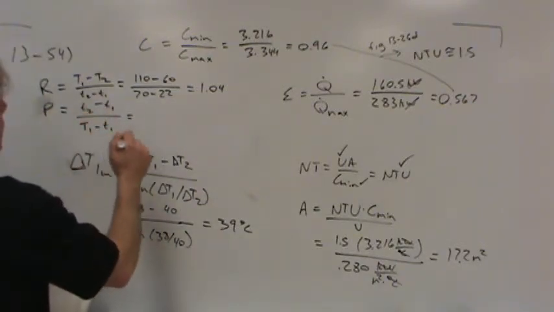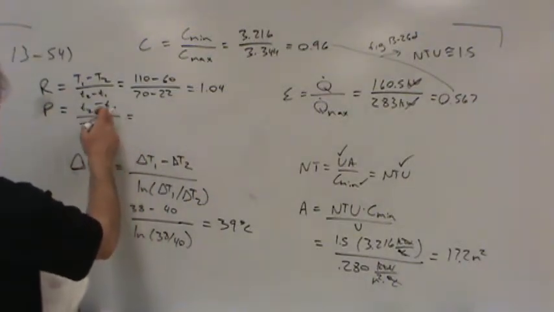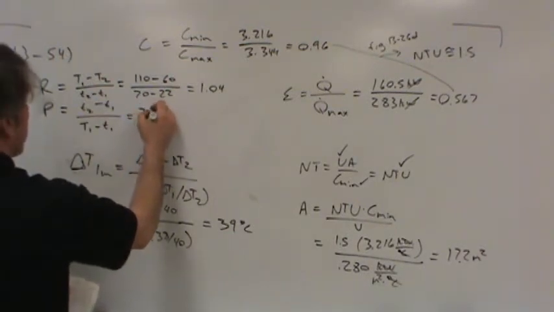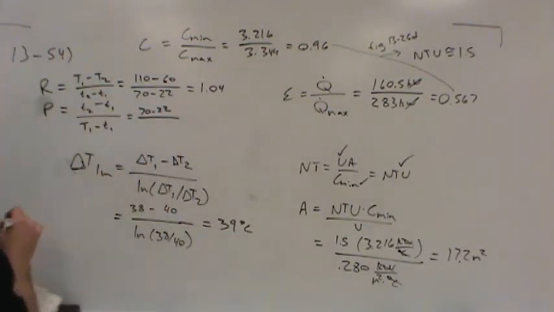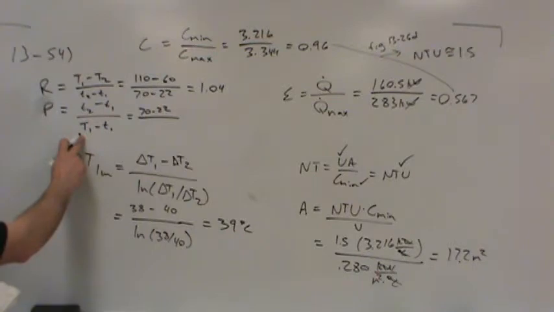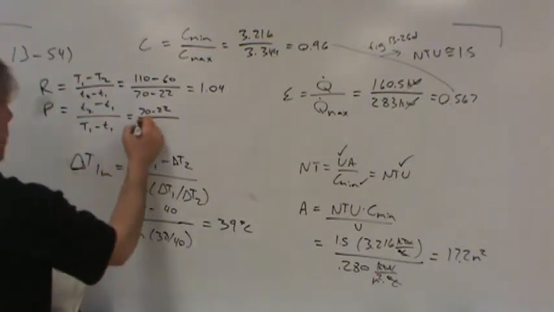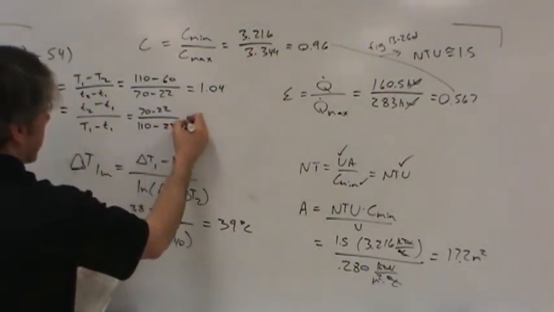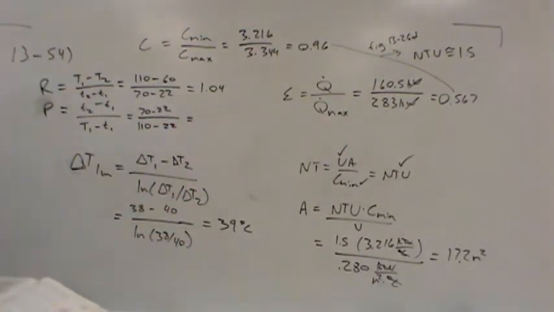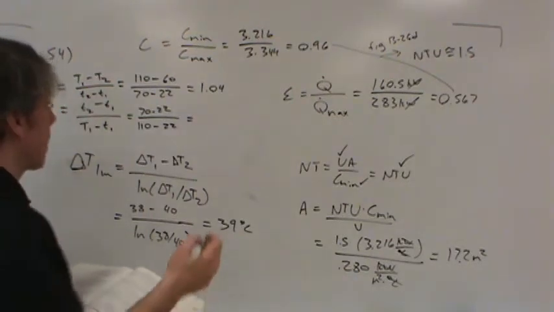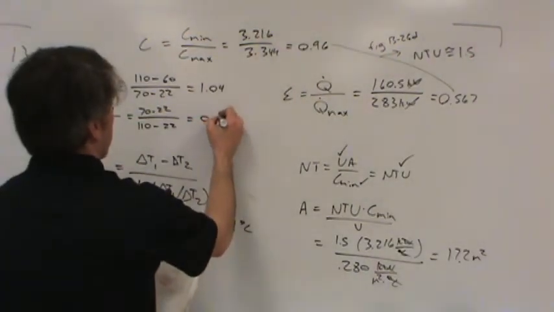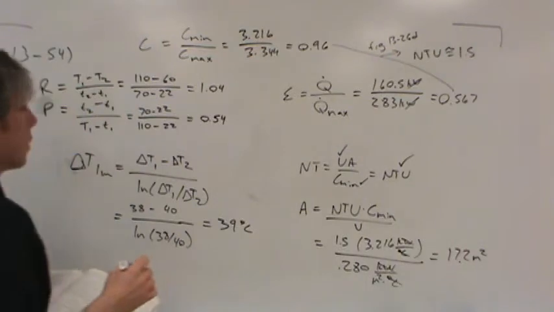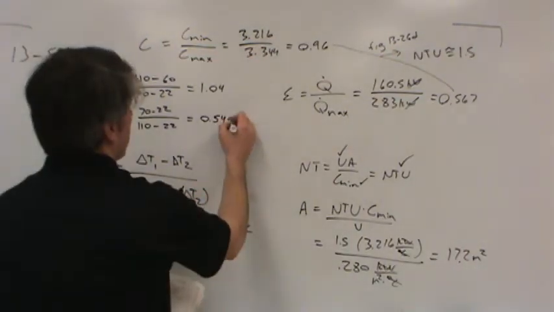So T2 less T1, this was on the water side, would be 70 less 22. And on the maximum temperature difference, those are both inlet temperatures. The ethylene glycol comes in at 110, goes out at 22. So what number did we get for P again? 0.54 repeating. 0.54, thanks. Okay. 545. It's 545. 545, okay.